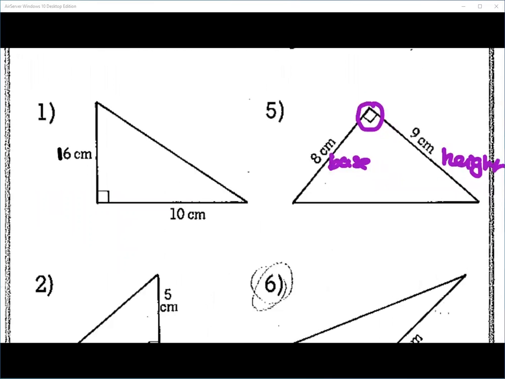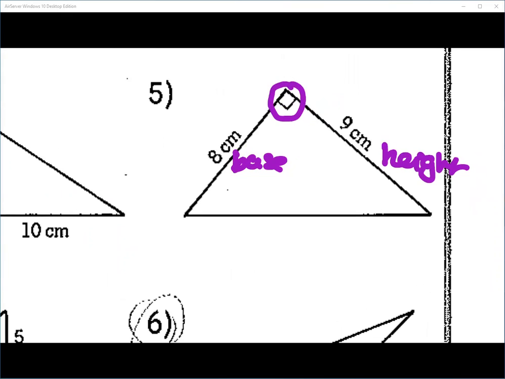Sir, why do we have to see the base and the height? Why do we have to do what? Why do we have to see the base and the height? Okay, so the base and the height is what the formula works on, isn't it? The formula needs the base and the height to work out the area. So if you don't identify the base and the height, you won't be able to do the question.